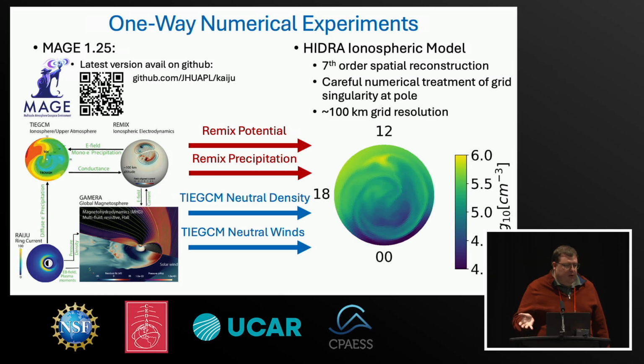So these simulations do a really good job at producing mesoscale structures in the polar cap, and it's a very low diffusion model because the numerics are so high order. So we can now ask, how do the drivers actually affect the structuring? And I'm going to do a bunch of tests where I drive the model with identical potential, but I change the neutral driving. And that's going to allow me to isolate the effect of just the neutral driving.